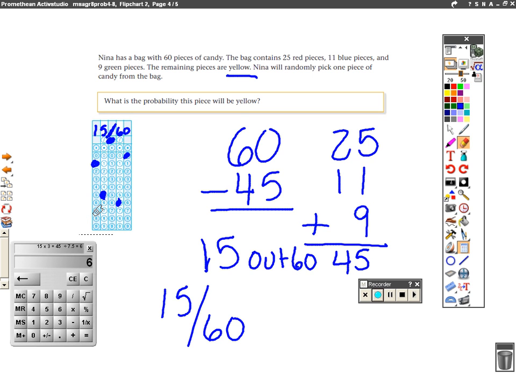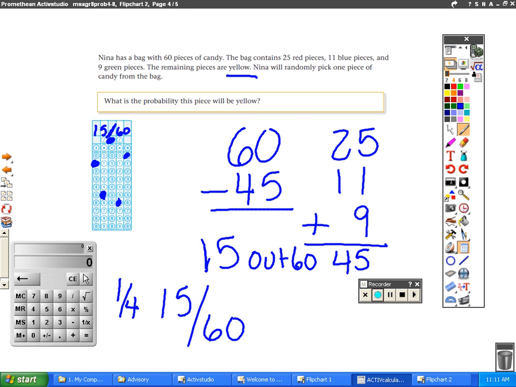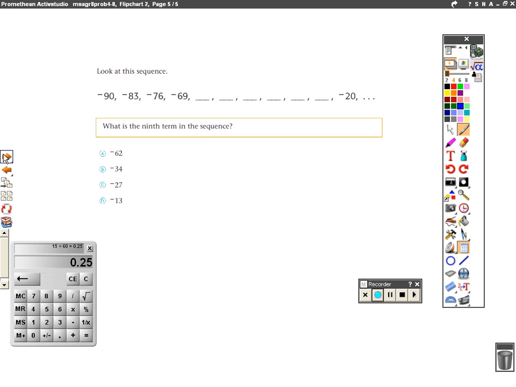Okay. Now, if you did reduce it, it actually reduces to 1/4. And that is also a correct answer. Or if you got the fraction and you happen to take the time and put it in your calculator, 15 divided by 60, you would have gotten 0.25, which is also an acceptable answer. There's more than one correct answer when you grid in for this problem.